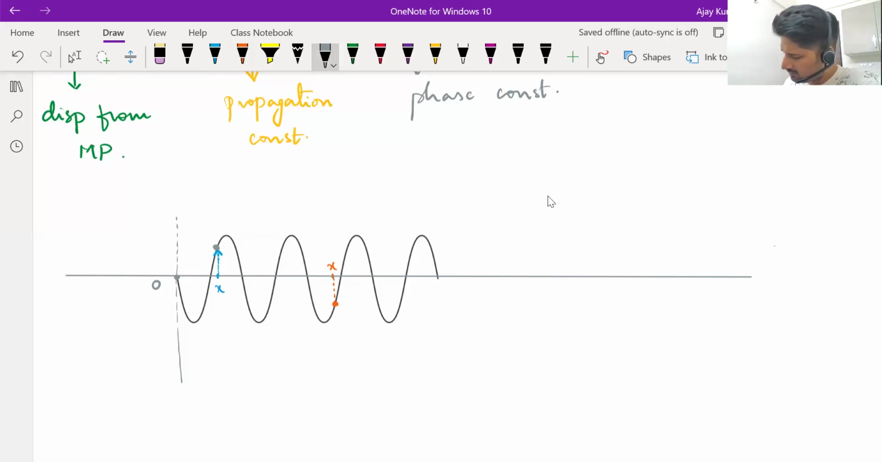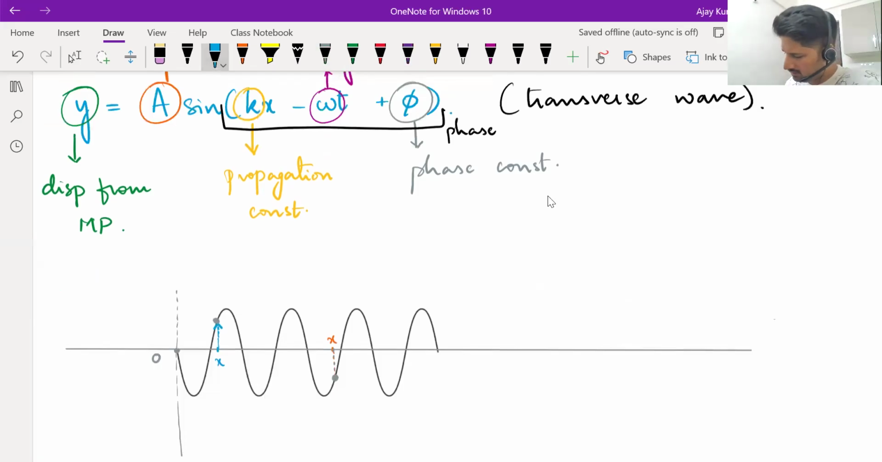Fine. So that is what the wave equation tells you. It tells you the y coordinate of this particle there. This will be the y coordinate of this particle, some positive, some negative. So at any instant, at any x coordinate, how much disturbance is created is what the wave equation tells you. So it has to depend on position as well as time.